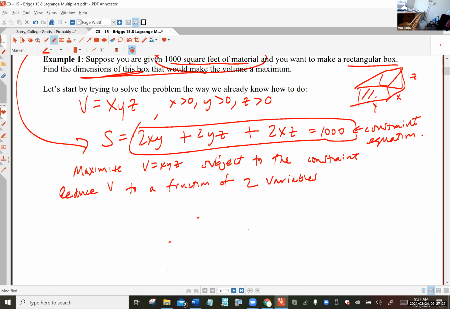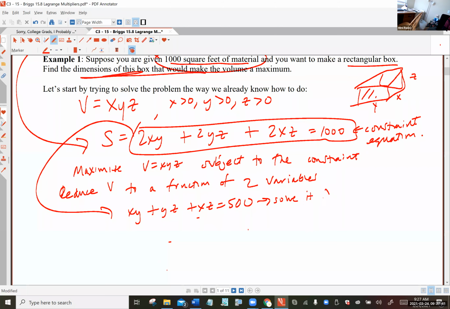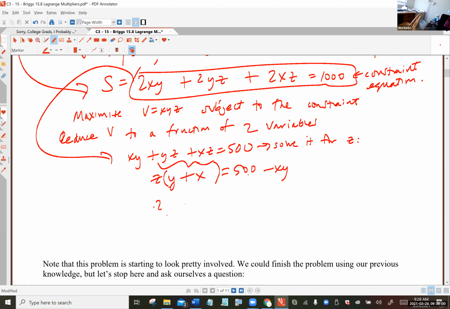But I'm going to rewrite this equation. I'm going to first reduce it by dividing both sides of the equation by 2. And then let's just solve it for z. What the heck? So you'll notice the 2 terms that have a z will stay on that side of the equation, and we'll subtract xy from both sides. And then from the 2 terms that are still left on the left-hand side, we'll factor out the z as a common factor. And then finally, we'll divide both sides by y plus x. So here is your z.